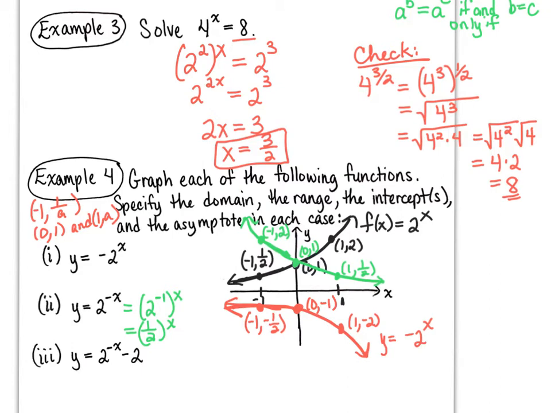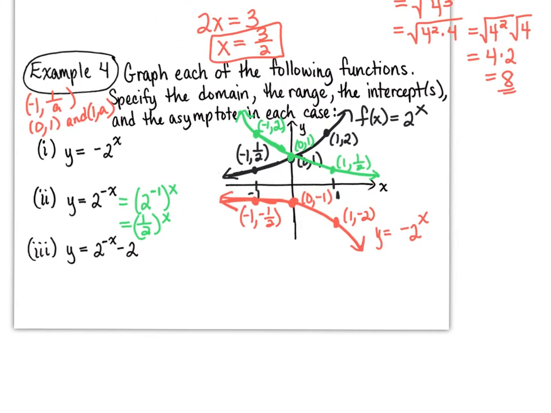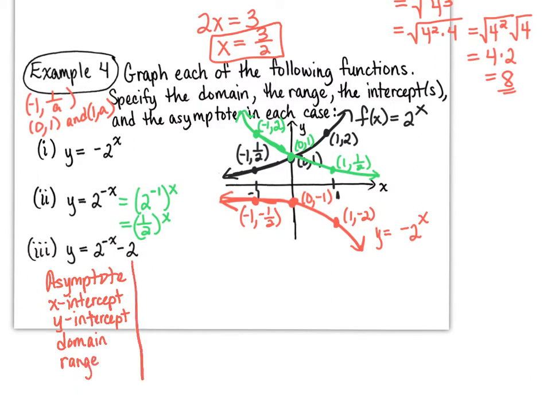So let's go ahead and point out some information, right? Because for each of these, we should be specifying the domain, the range, the intercepts, and the asymptote. So let's set this up. We're going to identify the asymptote, and when I say asymptote, I'm talking about the horizontal asymptote here. We're also going to talk about the x-intercept, the y-intercept, the domain, and the range. We'll talk about that for each part.